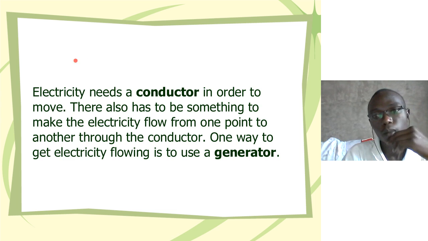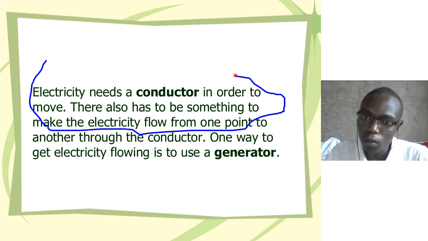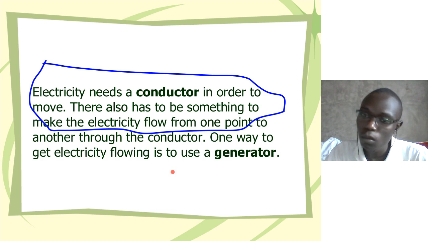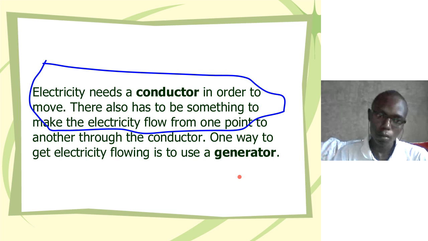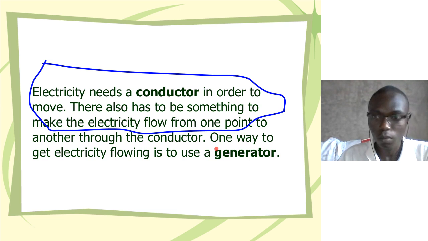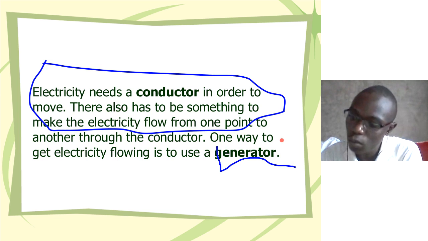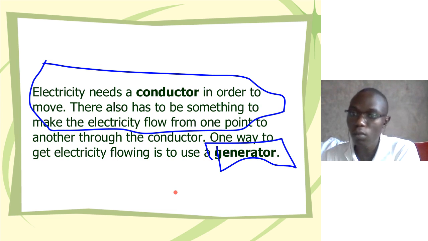Okay, so we've talked about conductors. Electricity needs conductors to flow from one point to another. That push, what we later refer to as the electromotive force, the EMF, is really important as far as the movement of electrons is concerned. So one way to do that is by use of a generator to ensure that there's electricity.